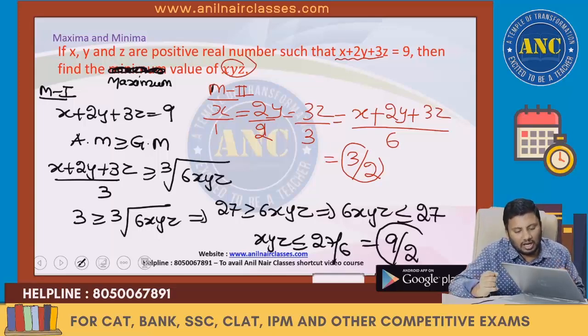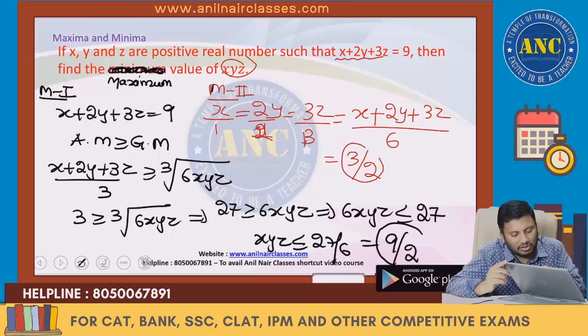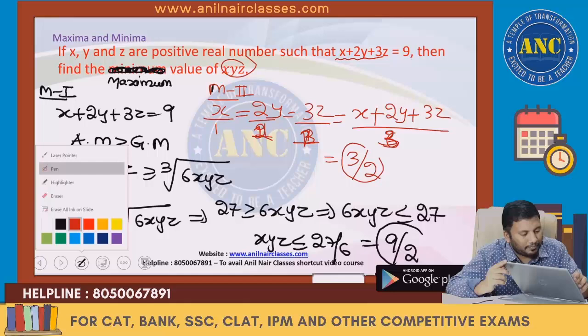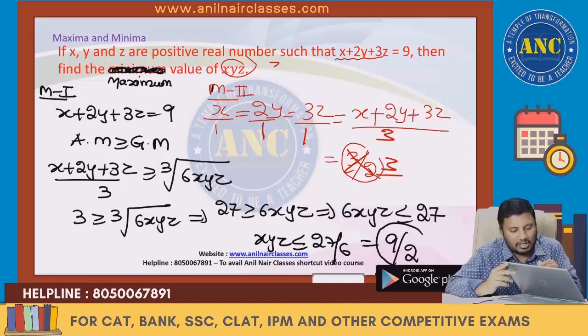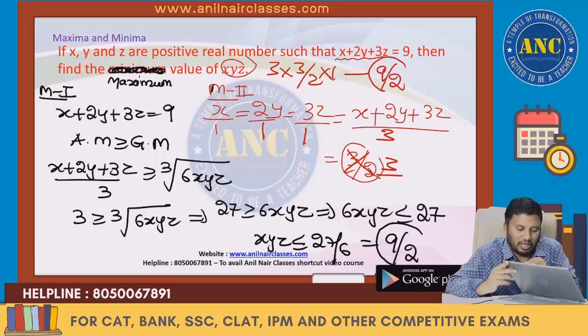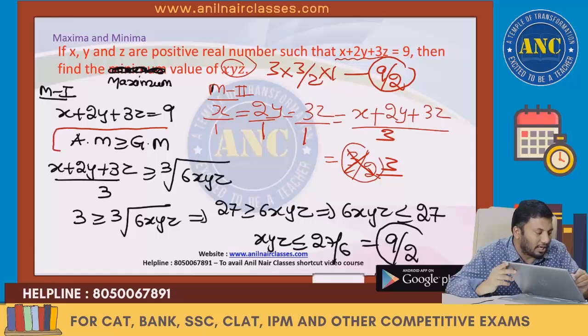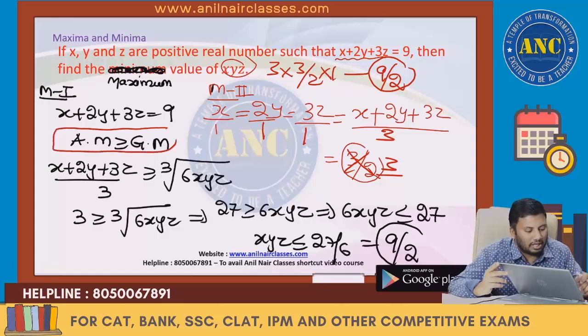You can do it anyway, sir. Even if you take 1 also, it makes no difference. 1 plus 1 plus 1 is 3. So this will become x by 1, 2y by 1, 3z by 1: 9 by 3, it is 3. So x is 3, y will become 3 by 2, z will become 1. The product is 9 by 2. Anyway, you will get this answer. AM greater than or equivalent to GM.